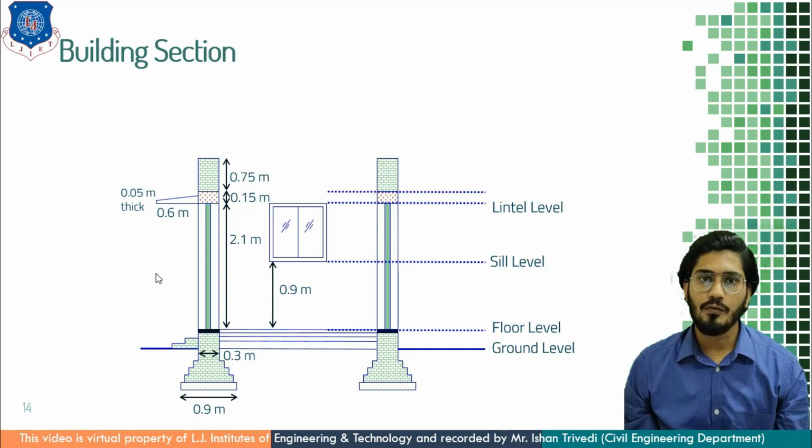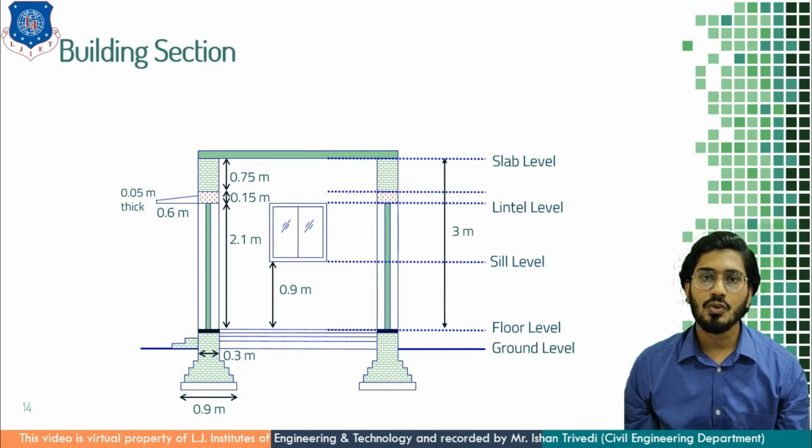Next is construction of wall having a height of 0.75 meter. So the total lintel level or total lintel height is 0.9 meter. So from bottom, again I am repeating, 0.45 meter minimum, then 2.1 meter, then 0.9 meter. Ultimately I will reach up to a slab level. This height is 3 meter. So the total floor height, or single story single floor height, from floor level to slab level is 3 meter.